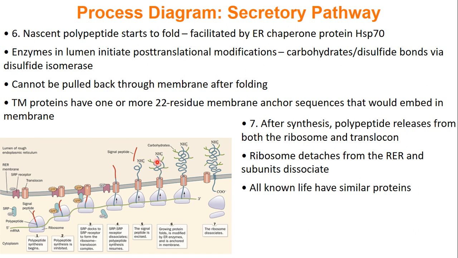It's a one-way channel. If you have a transmembrane protein, you'll have one or more 22 residue membrane anchor sequences, which are basically a signal that this sequence needs to be in the membrane. After synthesis, the ribosome and the translocon will dissociate, and the ribosome can fall off. Every single life form that we have ever looked at has proteins similar to everything mentioned here. So this pathway is seen in every form of life in some way or another.